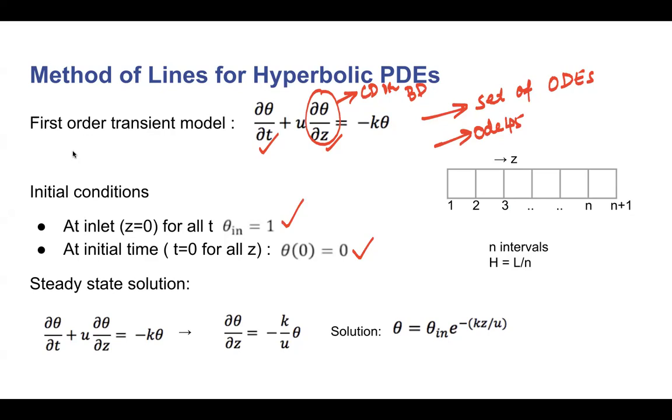Steady state means what will happen? We are assuming that this is equal to 0. With respect to time, the system is not changing. Then what will happen is dou theta by dou z is equal to minus k by u times theta, and the solution, if you integrate it back, this will be an analytical solution for steady state. That is very important. Okay, this is only for steady state.